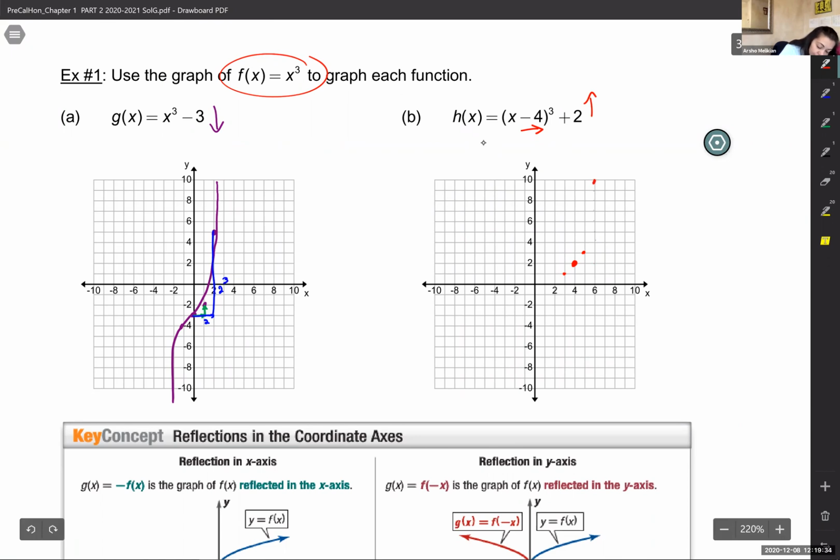Here. And then down 8 here. 1, 2, 3, 4, 5, 6, 7, 8, right?